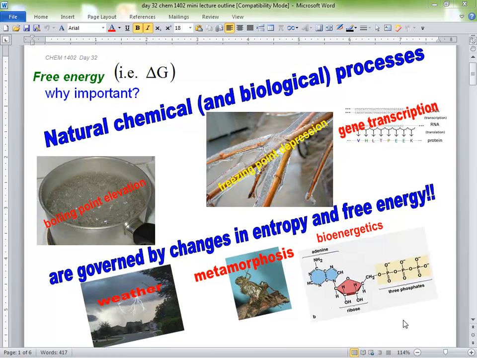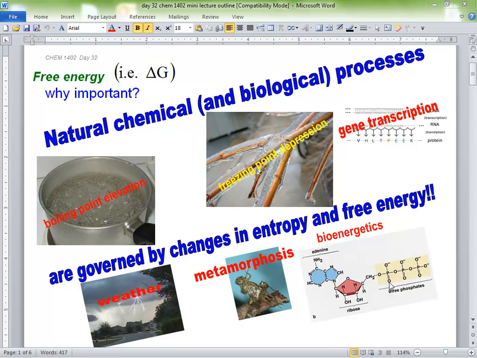Free energy. Not free, but it sure describes if something's going to be natural or not and just happen. And all these things that just happen naturally, you have to actually do work to stop them. Boiling point elevation, freezing point depression, complicated things like gene transcription or weather, right? Entropy also has a lot to do with it.